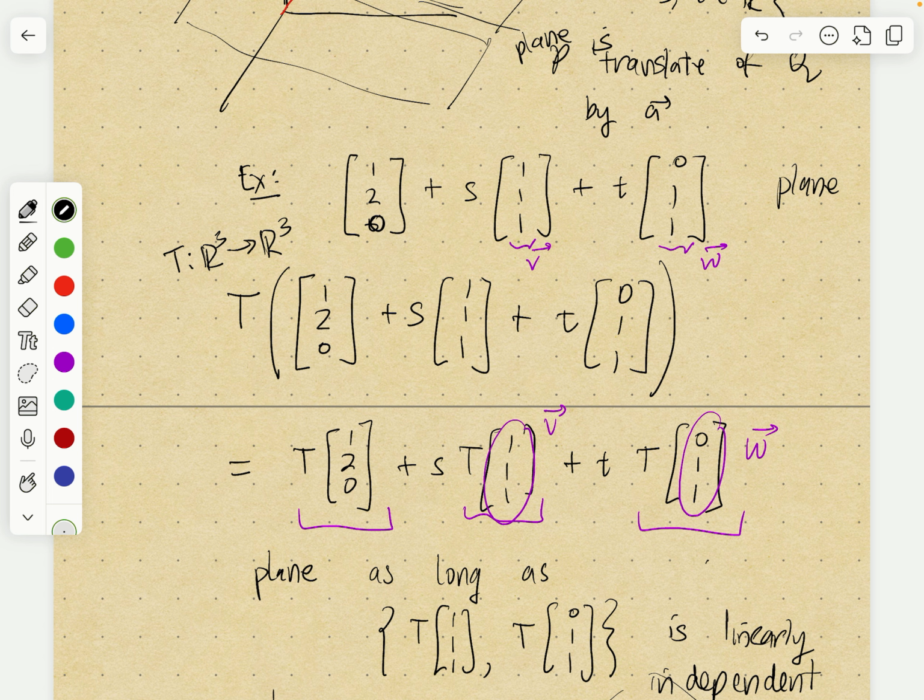And in the next video, we're going to talk about how to find the matrix of a linear transformation. So if you have a linear transformation from Rn to Rm, it has an associated matrix, and we're going to learn how to find what that is.